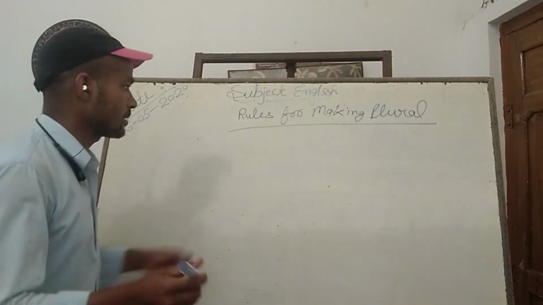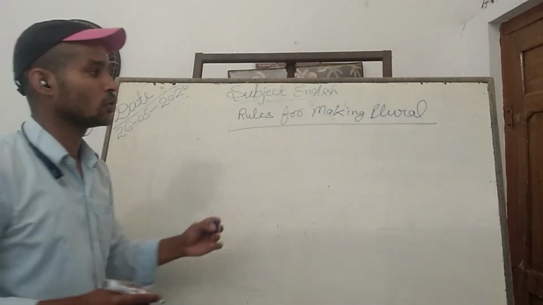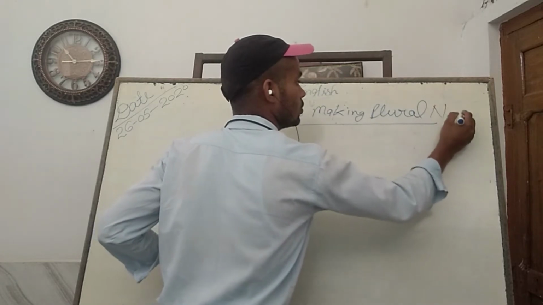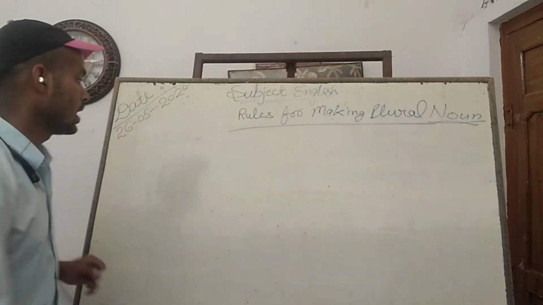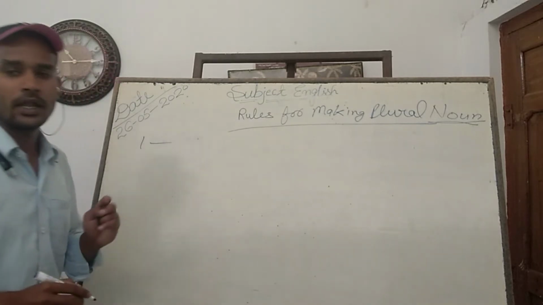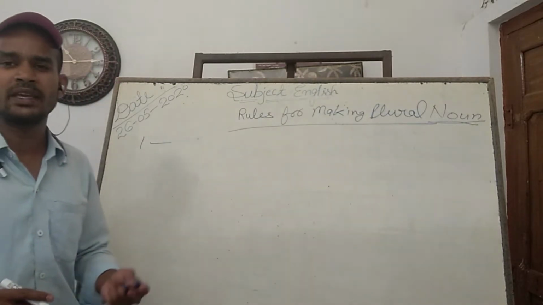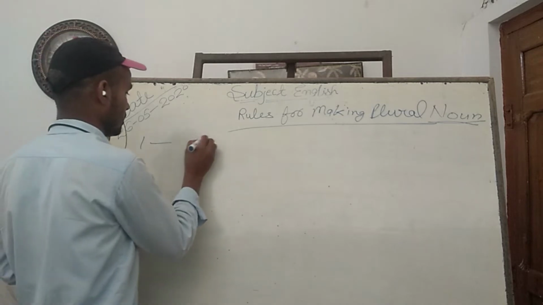Now students, I am going to tell the rules for making plural nouns, meaning how a noun can be made plural. Actually, the first rule is that a noun is made plural only by adding s or es.